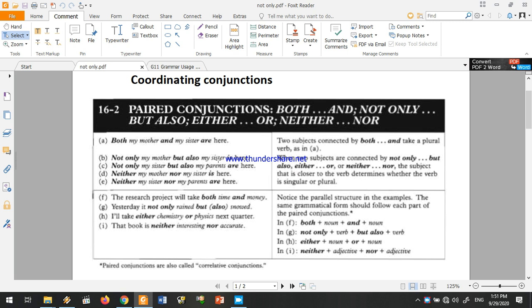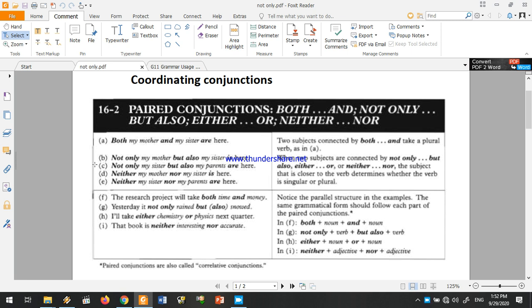Not only my mother but also my sister is here. Here we have two subjects. The first one is my mother, and it's combined to my sister. So we have a compound subject consisting of my mother and my sister. And we have a verb which is. This verb should only agree in number with my sister. Why? Because it's the closest to it. So if my sister is singular, we should have a singular verb. If the sentence had been my sisters, which is plural, we would have used are.